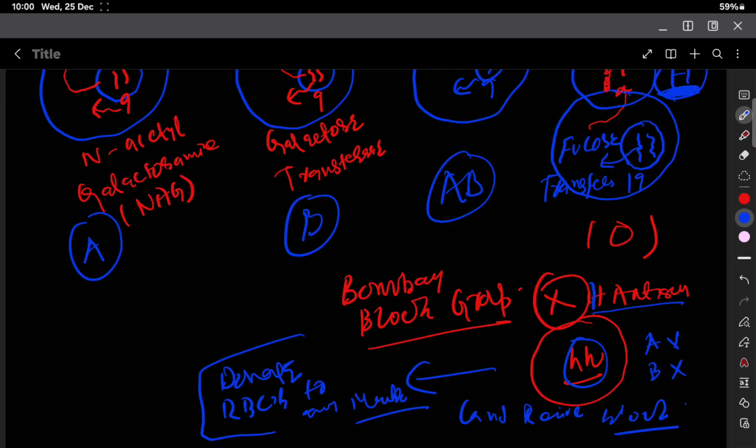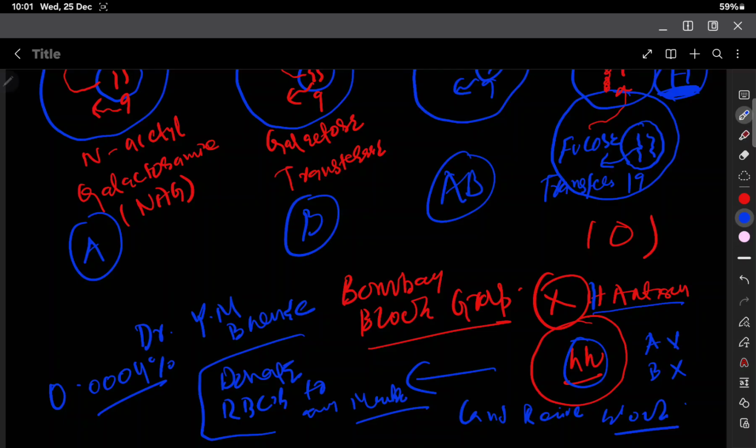In short, you can remember here that H antigen is absent, and it was first discovered in Bombay, which is now known as Mumbai, by Dr. Y.M. Bhende. It is present in almost 0.0004% of the population. That is the thing which you have to remember.